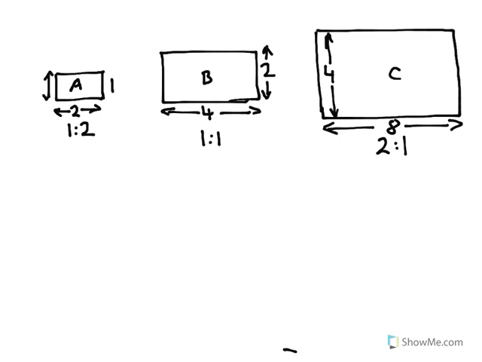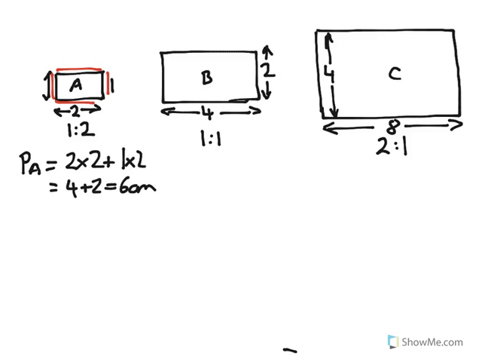So let's look at the perimeter of rectangle A. It's 2 times 2. We've got 2 lengths of 2 centimeters, one here and one here, plus 1 times 2. There are 2 1 centimeter lengths here and here. So the perimeter of A is really easy to work out. 2 2s are 4, 1 2 is 2, equals 6 centimeters.